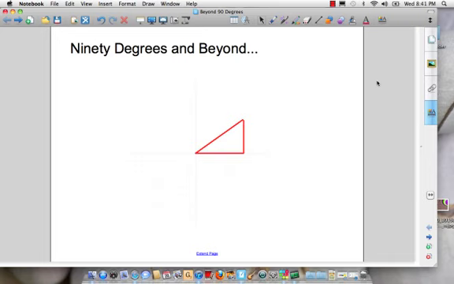So far, our study of trigonometry has focused only on right triangles, and we've learned to find the sine, cosine, and tangent of any of the two acute angles in a right triangle. This lesson is going to show you how to define sine, cosine, and tangent for angles 90 degrees or even bigger. So we're going to start by looking at a familiar right triangle.